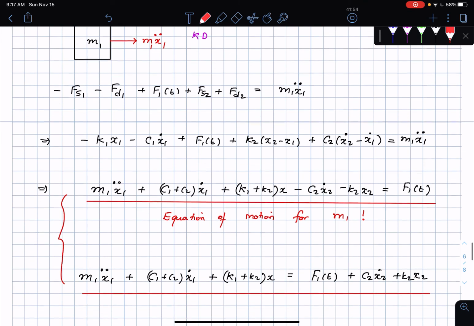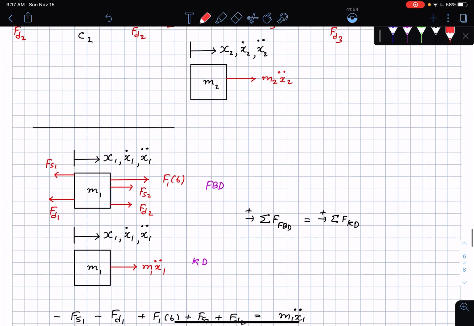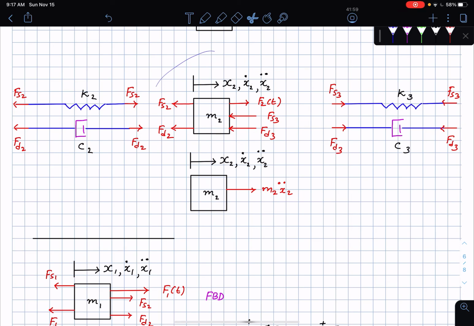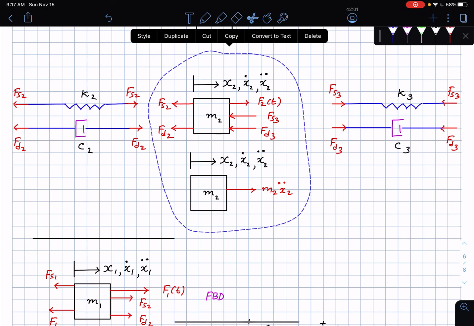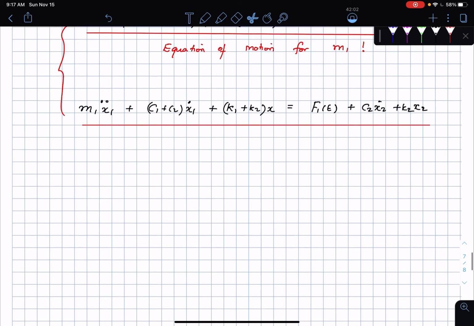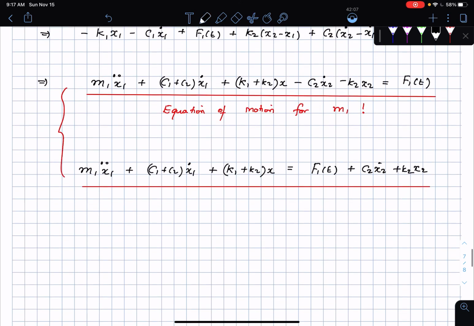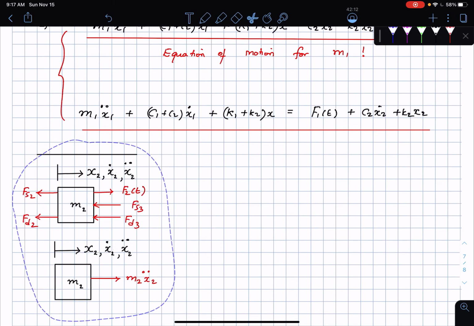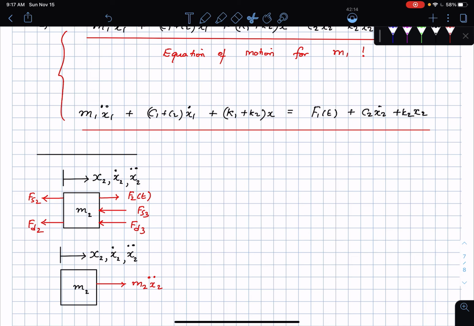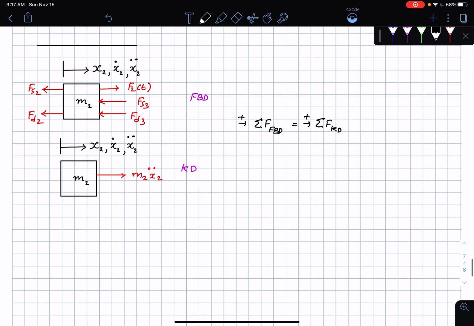Then I do the same thing for the mass m2. I'm going to go and grab that mass now. Copy all of that. Free body diagram, kinetic diagram, as you know from before. We have already done the hard work for this one. Then I just paste it down here. Free body diagram. This is the kinetic diagram, and then you obviously say that sum of forces in the free body diagram is equal to sum of forces in the kinetic diagram, and then you start putting all the forces up.